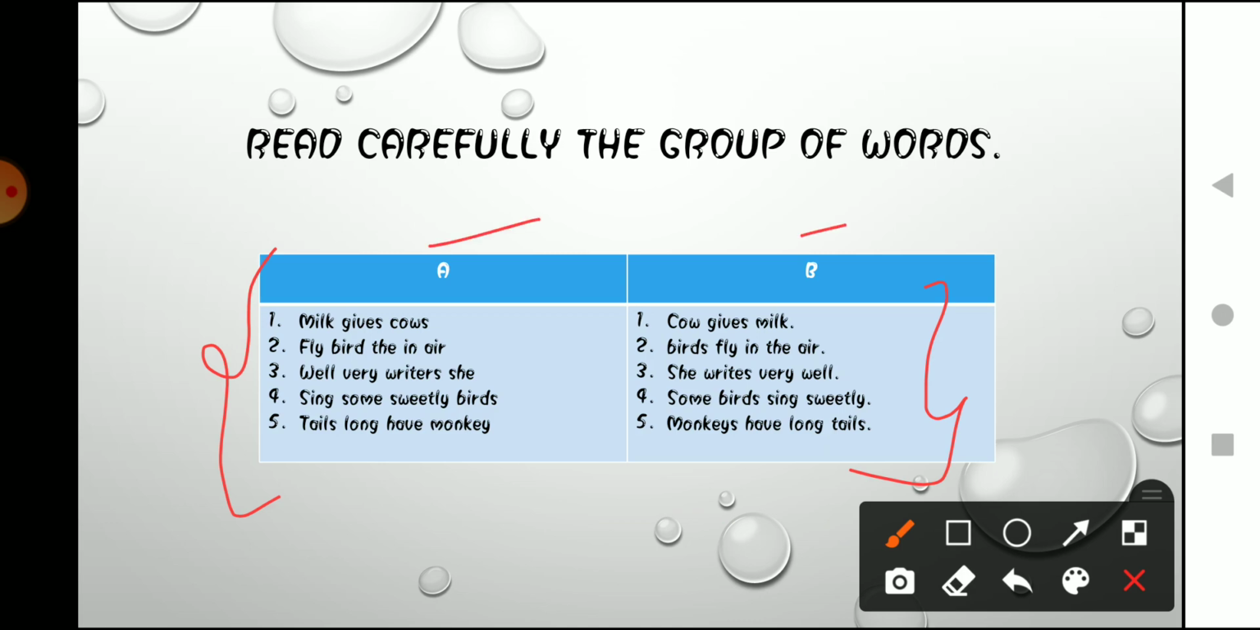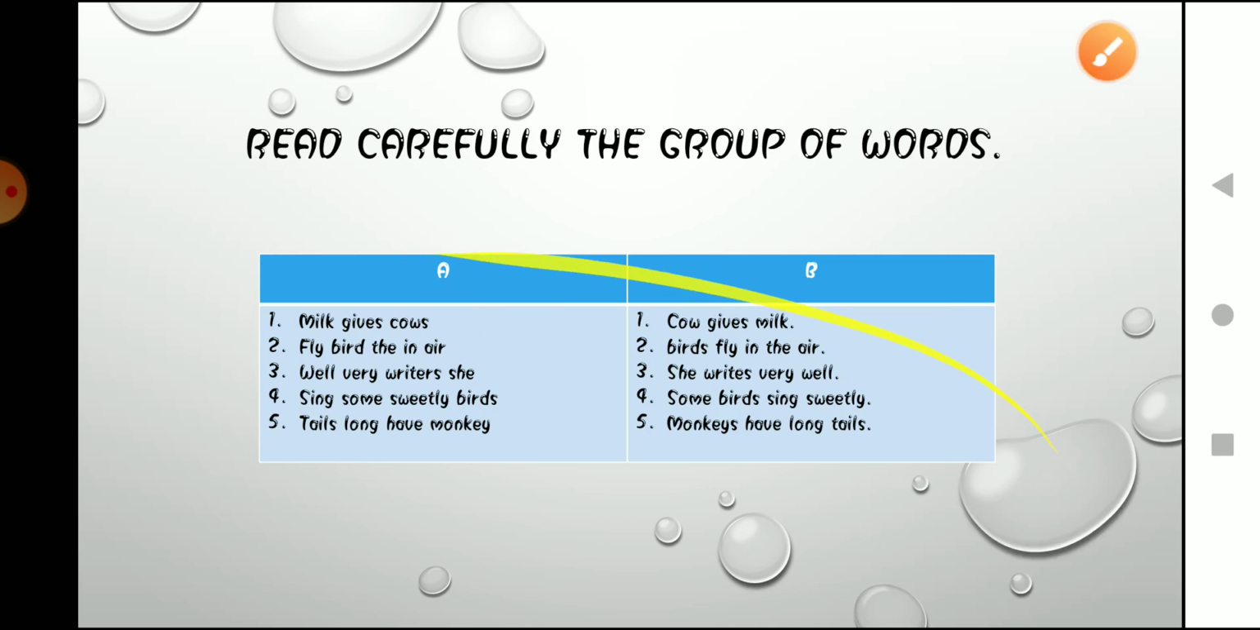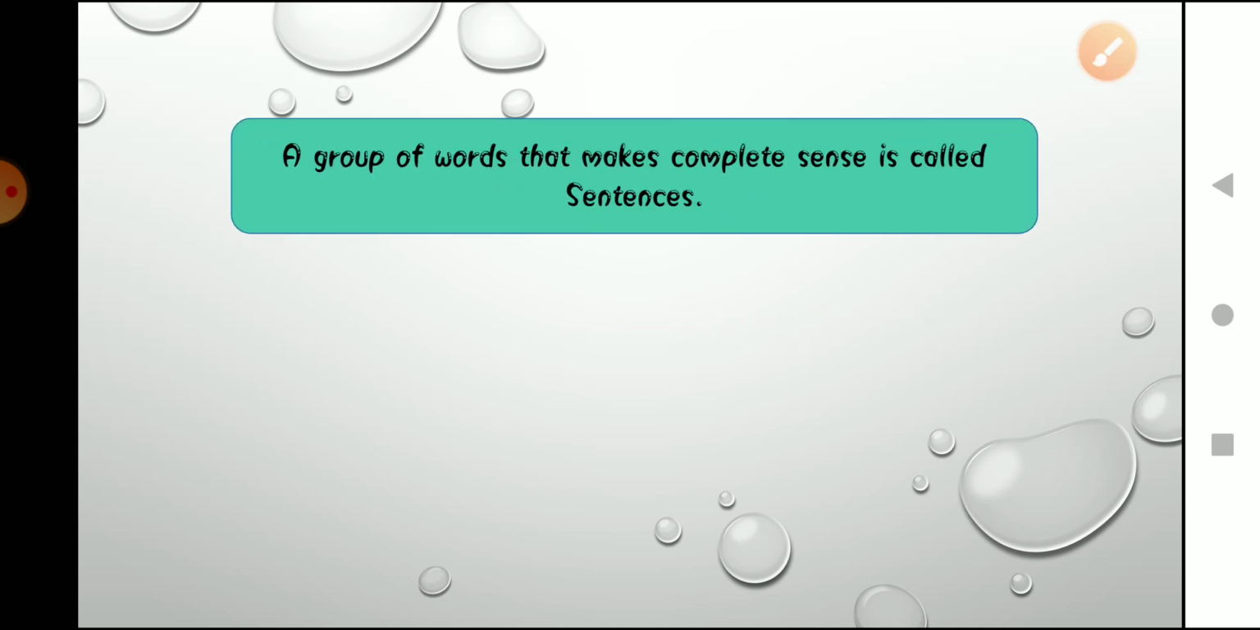both columns A and B have groups of words, but the only difference between these two columns is that in column A the words are written in such a way that they do not make sense, and in column B the words are written in a manner that makes sense, right? So what are sentences? Basically we can say that a group of words that make complete sense is called a sentence.